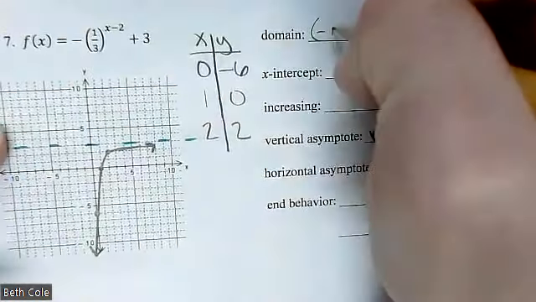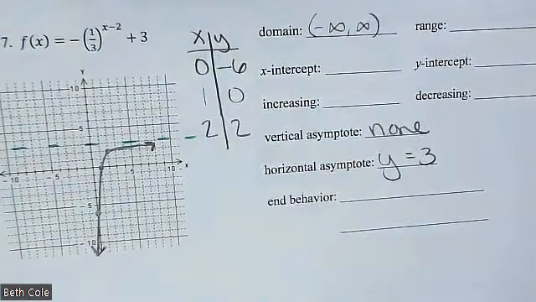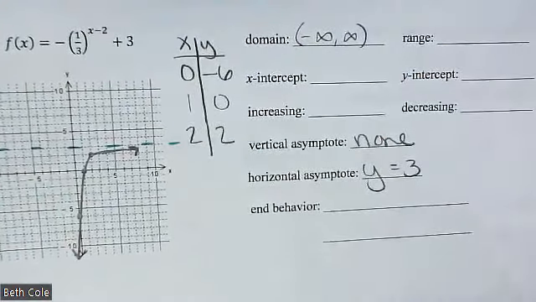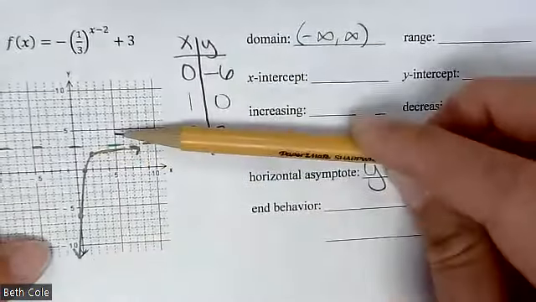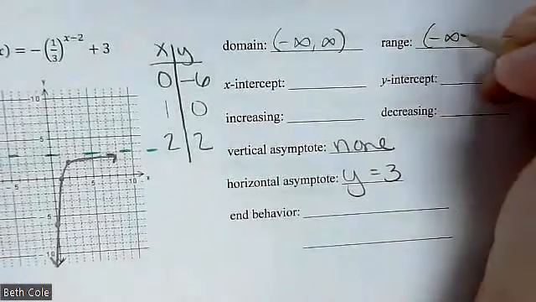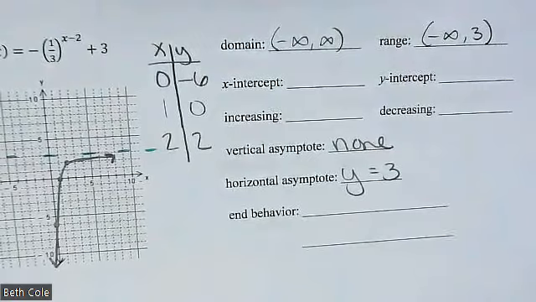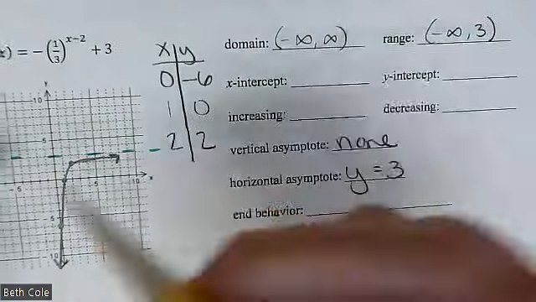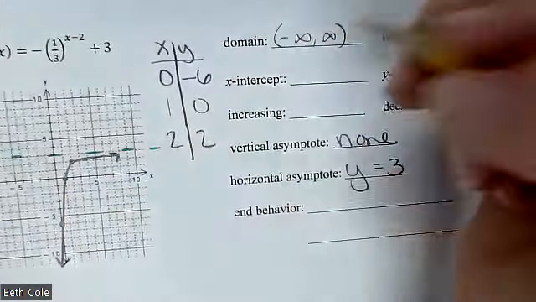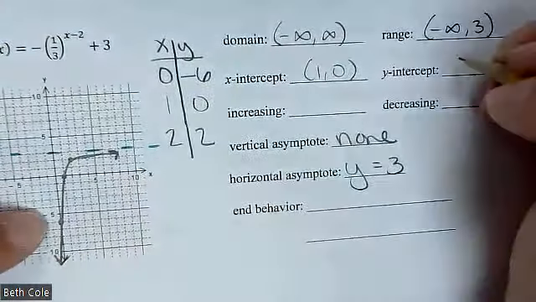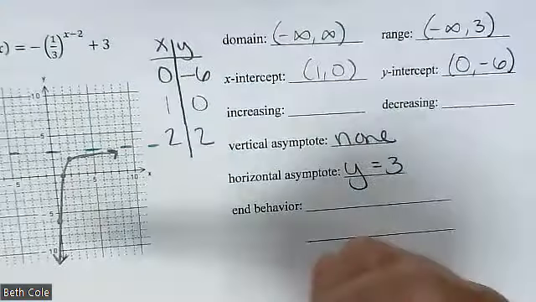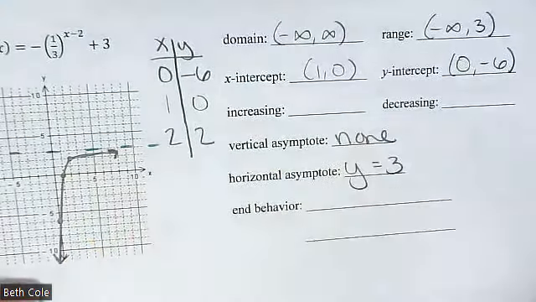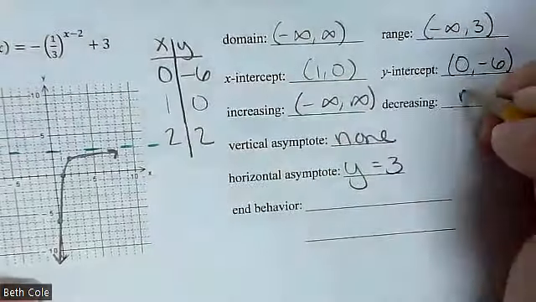So domain will be everything. It always will be. That's like the answer. Range for this one, downwards to upwards, it'll be from where to where? Perfect. You guys have got that. Just don't use any brackets at all this unit. Just no brackets. None. All right, x-intercept. 1, 0. Y-intercept, 0, -6. Reading left to right, this graph is increasing. Good. So that's all reals. Decreasing is none.